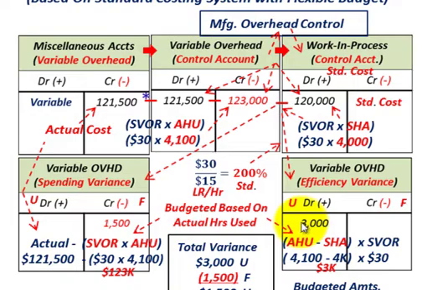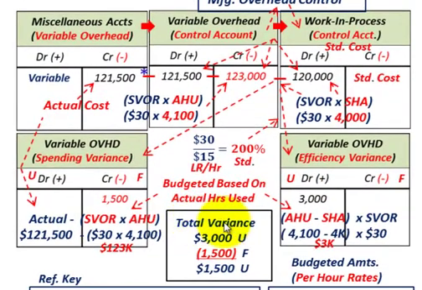So if you just want to look at your total variances, we have the $3,000 unfavorable, and we subtract from it the $1,500 favorable amount. So your total variance is $1,500 unfavorable. $3,000 unfavorable, compared to the $1,500 favorable, gives you the $1,500 unfavorable.